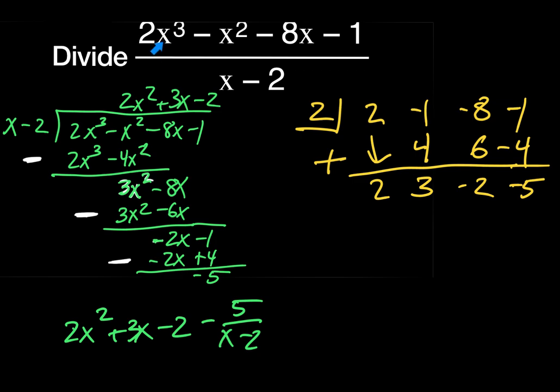My highest power here was x cubed, so this one is x squared. So it will be 2x squared. That 3 is positive, so plus 3x. The next number is negative, so minus 2. And then minus 5 over x minus 2, which is the same answer. A lot fewer steps. I like the fact that it's addition. You've seen me lecture and heard me talk so many times. I lose track of negatives constantly. This helps me.